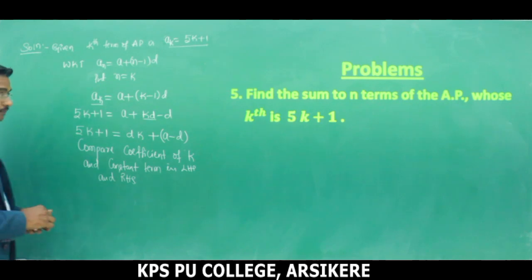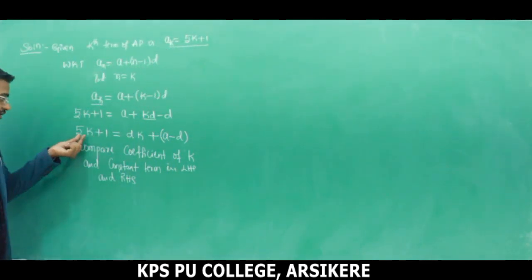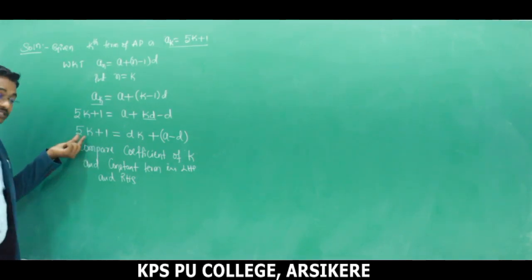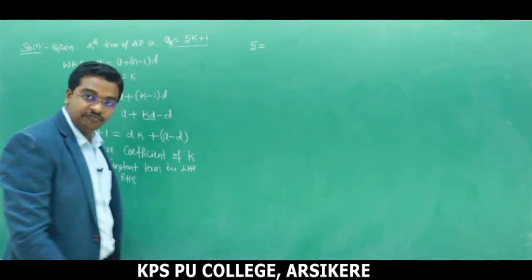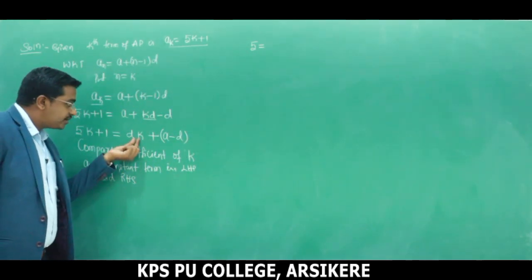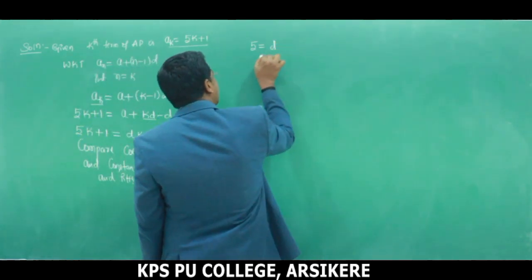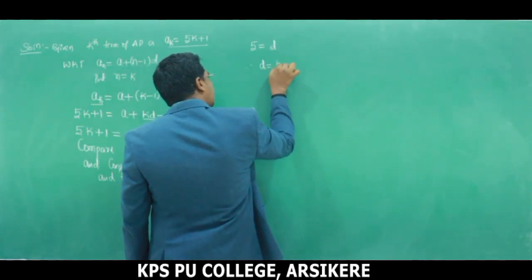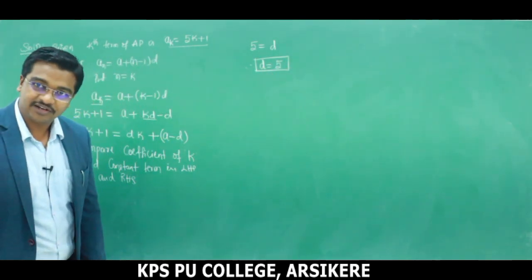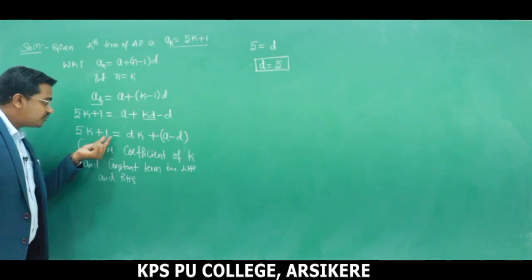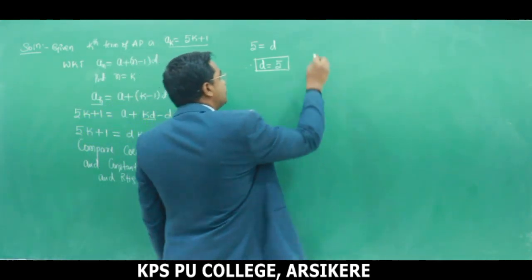So what did we obtain? Just observe, in the left hand side the coefficient of k is 5, whereas the coefficient of k in the right hand side is d. Therefore d is equal to 5. Is that understood, children?